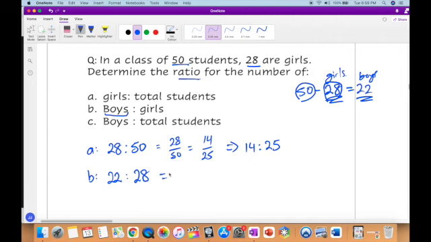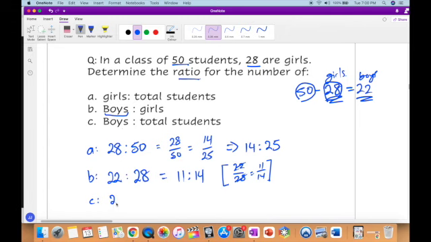And that could be reduced, 22 over 28 reduces to a ratio of 11 to 14, right? And as I say, all I did there was I put 22 over 28 and I reduced it. So 11 2s are 22 and 14 2s are 28, right? And C, I have the ratio of boys to total students.